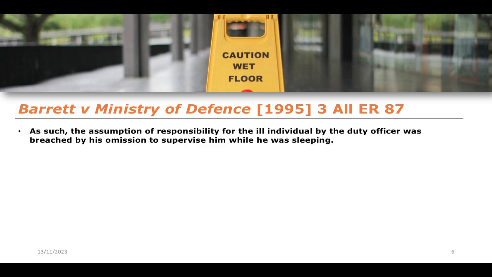So what this essentially tells us, therefore, is that the assumption of responsibility for the individual by the duty officer was breached not by an act in any way, but actually by an omission to supervise him while he was sleeping. And so as a result of which, you can see an example where liability arises for an omission.